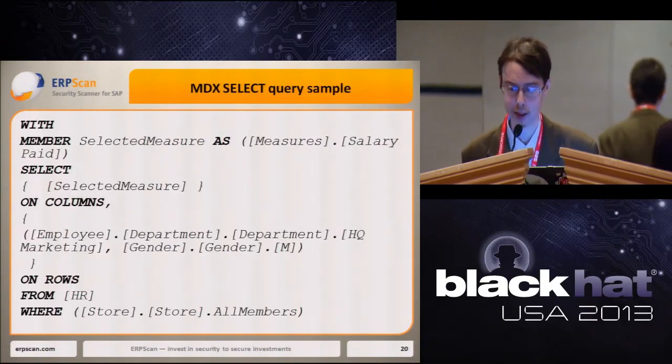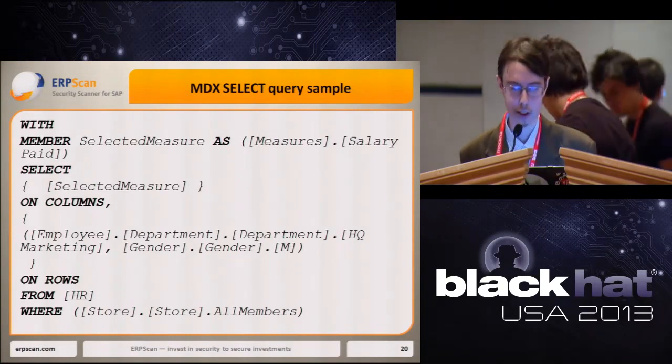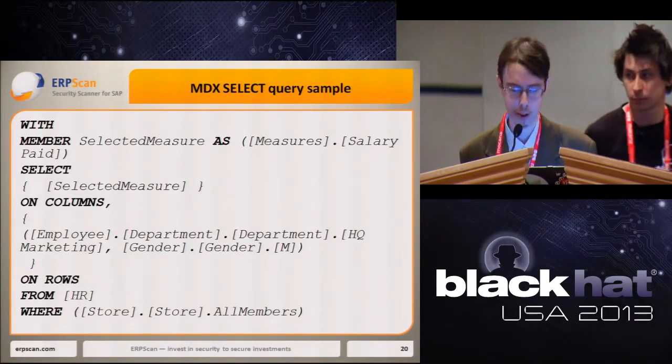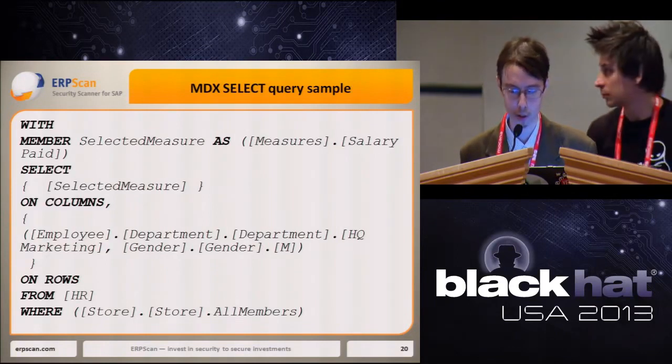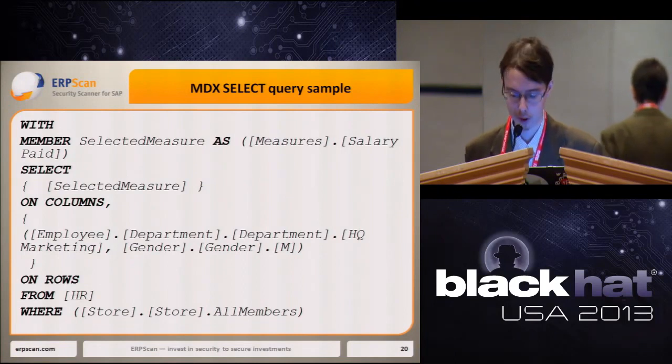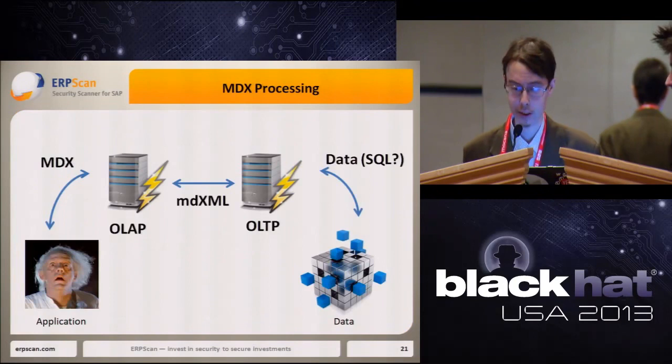You can see a sample MDX query on this slide. This query will extract information about the paid salary, which is described in the first dimension on columns, against male employees from the marketing department, which is described by the second dimension on rows. Here a new measure was defined in the with section of the query. In practice, measures can be more complex and even include subqueries in some cases. You can also use on 1, on 2, on 3 without dimensions. The data is queried from the cube called HR, and the widest filter is selected, all members of the store.